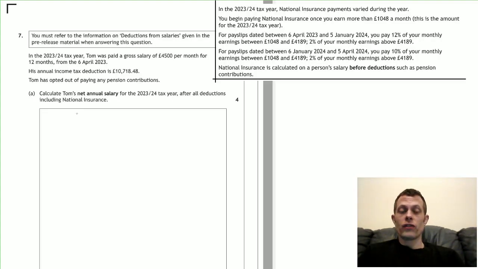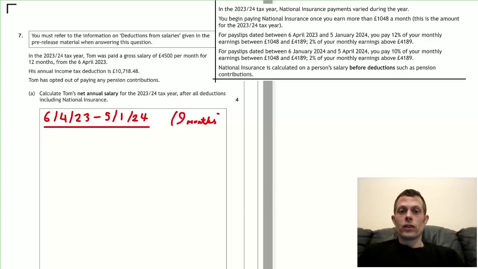So if we look at the information from the data booklet, you'll see that one period is from 6th of April 2023 to 5th of January 2024. A little bit tricky to count these months, but if you just imagine 6th of April is the beginning of April, 5th of January, beginning of January. So we're counting from April through to the end of December, basically, which is 9 months.